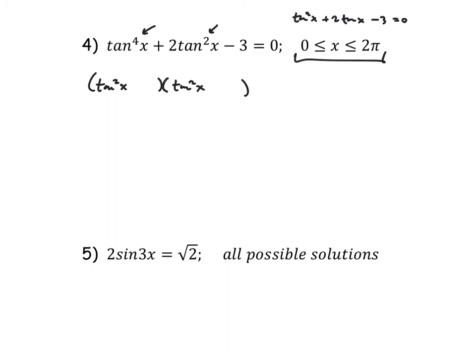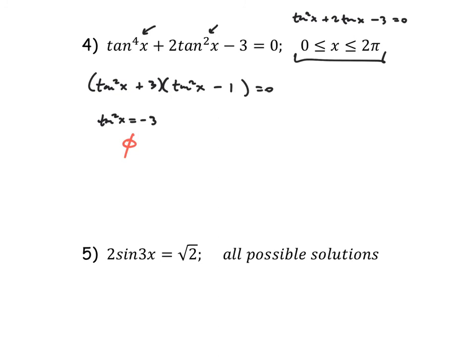Okay, so we want the two numbers to multiply to negative 3 and add to 2, and it doesn't matter the order in which they go. So multiplying to negative 3 and adding to 2, that would be a positive 3 and a negative 1. Okay, we set that equal to 0. That means we want the tangent squared x to equal negative 3. In no way, shape, or form will that ever be possible, because you can't square something and get a negative number. So this will yield you no real solutions.